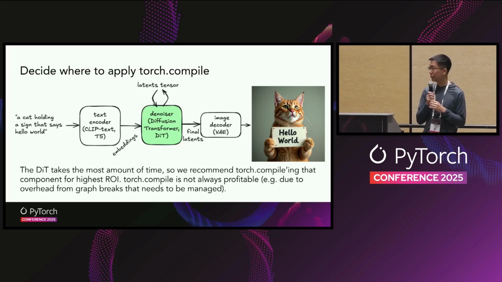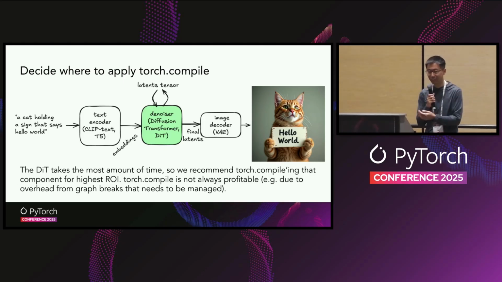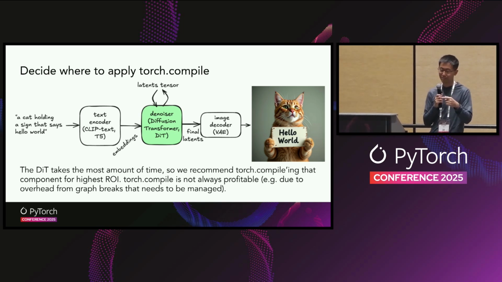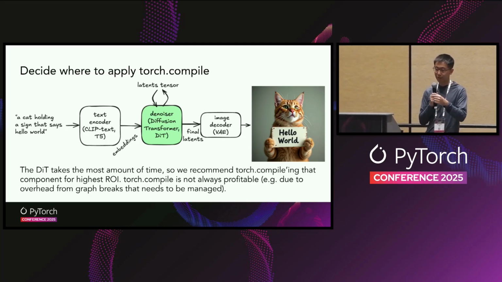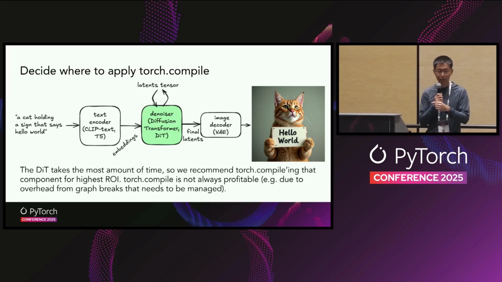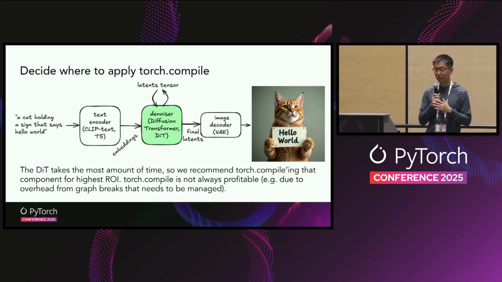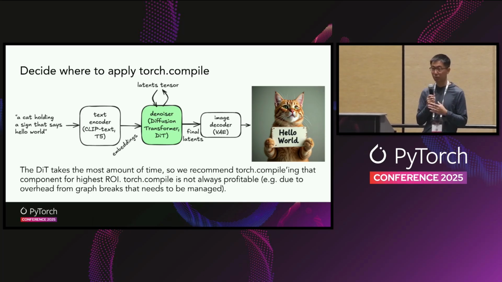For something like an image diffusion pipeline, these things are not one model, they're multiple models stitched together. So let's say you specify some text, like a cat holding a sign that says hello world. You want to generate an image. You send this text through a text encoder, which encodes it into some embeddings. You pass embeddings and a new latent tensor into a denoiser, which will progressively denoise the latents. Then you pass the final latent tensor into an image decoder, where it'll take the latents and produce an RGB image. And in the diffusion pipeline, the diffusion transformer, the denoiser, actually takes the most amount of time. So that's the place where diffusers recommends using Torch.compile.